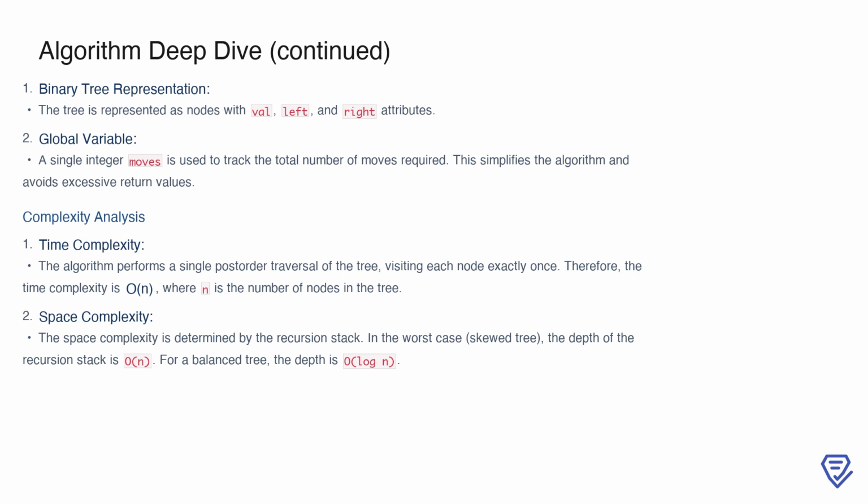The algorithm's efficiency is clear from its complexity analysis. The time complexity is O(n), where n is the number of nodes in the tree, because we visit each node exactly once during the post-order traversal. The space complexity depends on the recursion stack. In the worst case, for a skewed tree, the recursion depth is O(n). For a balanced tree, the depth is O(log n), making the algorithm both time and space efficient.